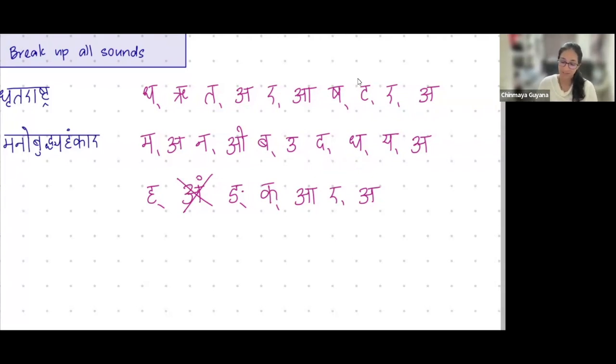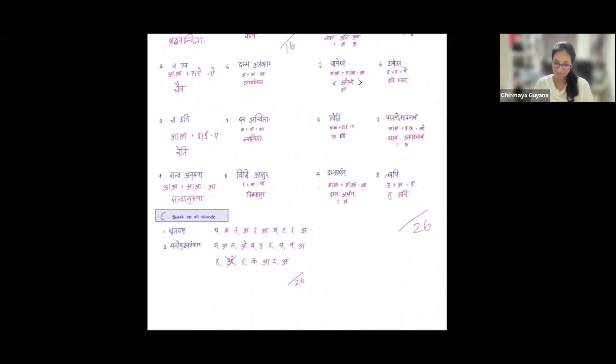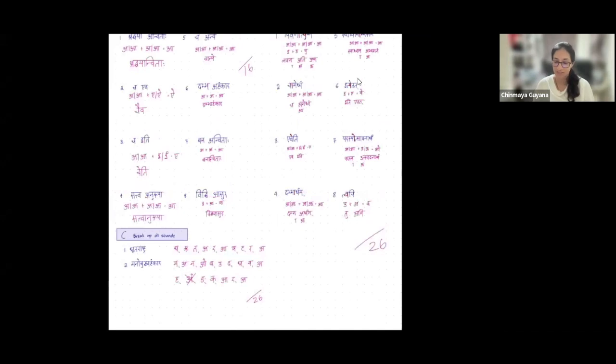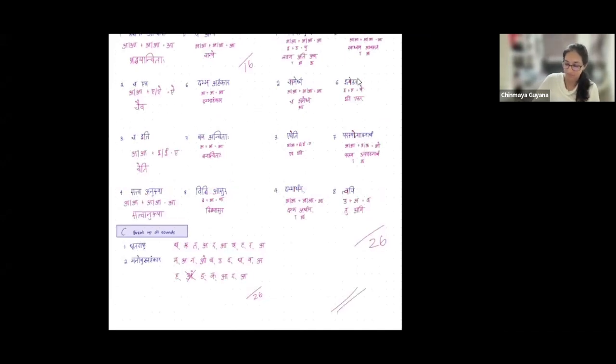Okay, so this one is 1, 2, 3, 4, 5, 6, 7, 8, 9, 10, 11, 12, 13, 14, 15, 16. So this number C is out of 26. 26 plus 26 plus 16. 52 and 16, 62, 68. I think that's the math. No? Yeah, 68.